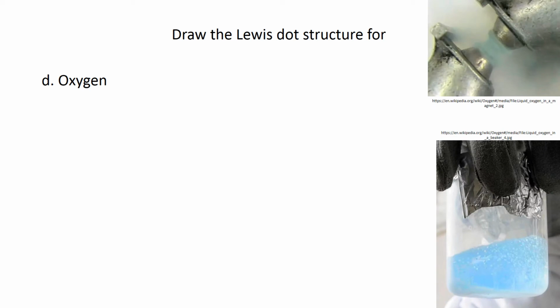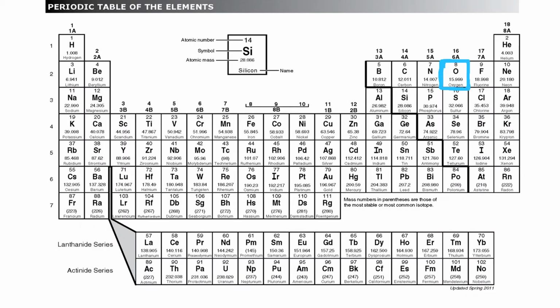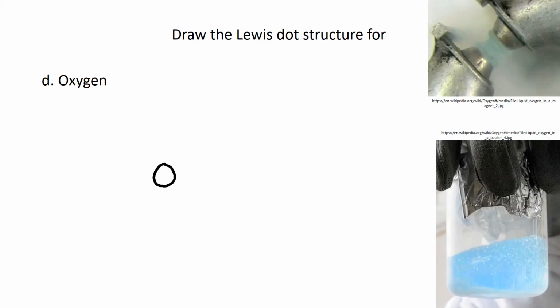Finally, we have oxygen, and those are pictures of liquid oxygen. Notice in the top right, those metal things are magnets. Notice that the oxygen is magnetic. It sticks to the magnets. So oxygen is in column 6A. That means it has 6 valence electrons, so we're going to put 6 dots around the symbol. So the symbol for oxygen is O, and then you're going to have 1, 2, 3, 4, 5, and 6 dots, and that is the Lewis dot structure for oxygen.